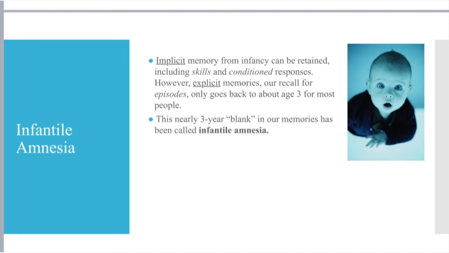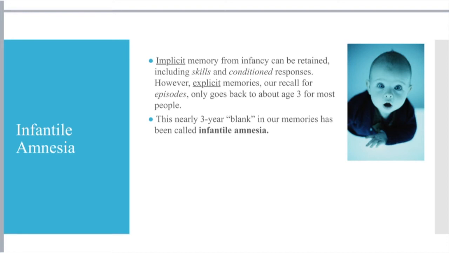our understanding of infantile amnesia. We've already talked about this when we talked about developmental psych, but basically for the first 3 years of our life, we don't really remember anything, right? This is called infantile amnesia. And why does this happen, right?